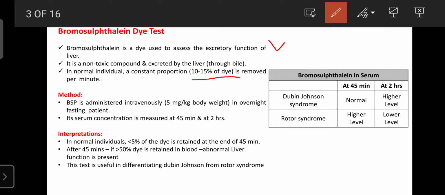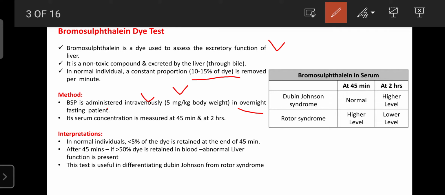So regarding the method, this BSP is administered by the intravenous route. The dose is 5 mg per kg body weight. If the person has a 70 kg body weight, the BSP administered is around 350 mg. The patient should be fasting overnight, because they want to assess the excretory functions of the liver.